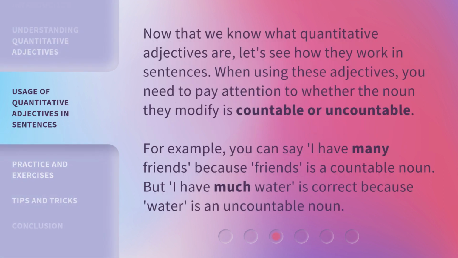Now that we know what quantitative adjectives are, let's see how they work in sentences. When using these adjectives, you need to pay attention to whether the noun they modify is countable or uncountable. For example, you can say, I have many friends, because friends is a countable noun. But I have much water is correct because water is an uncountable noun.